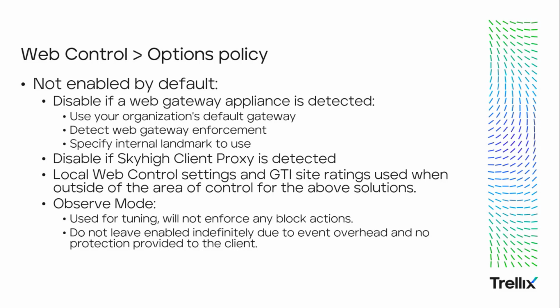The second option is to detect web gateway enforcement, and this relates specifically to our web gateway products. This is going to be a broadcast essentially by our web gateway to say that something's been checked and that web control can essentially stand down. Or if you're using a third-party provider, you can specify an internal landmark to use. So that's if you're using a third-party web gateway solution, that will allow you to integrate with them. And again, provided that connection is available, then web control will stand down and allow your third-party web gateway to enforce any control actions.